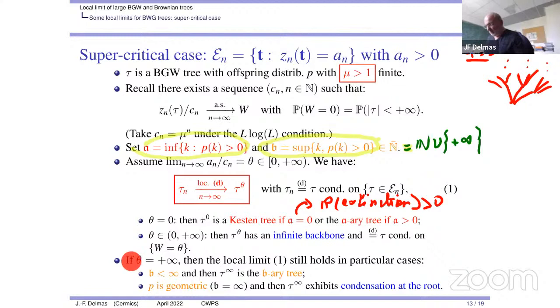If theta is equal to plus infinity, then we have only a partial limit. In the case where the support of the offspring distribution is finite, then the limiting tree is exactly the BRE tree. If P is geometric, then the tree T to infinity exists and exhibits a condensation at the root. So we have different results here.